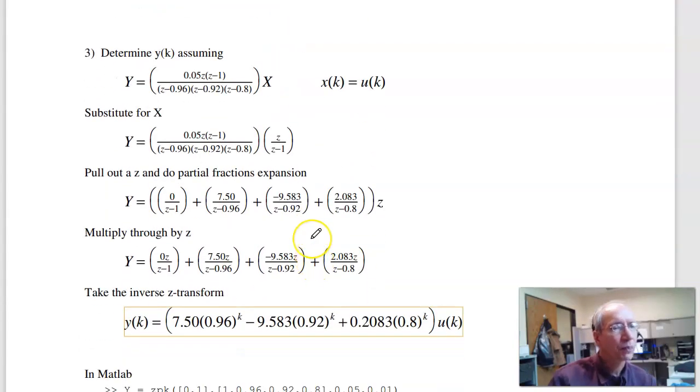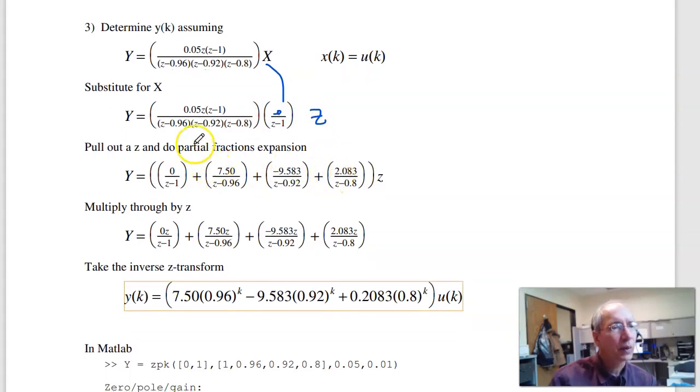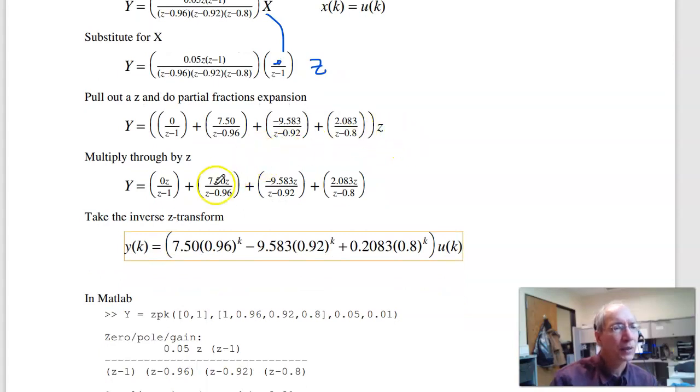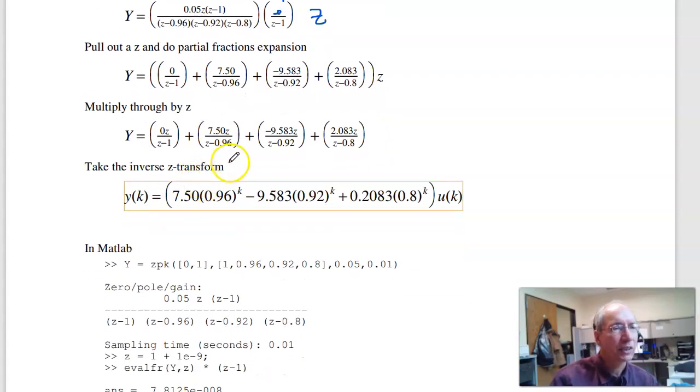Problem 3. If my input is a step input, now find y. In this case, I use the z-transforms. A step is z over z minus 1 times your transfer function. I want to do partial fraction expansion. So I'm going to take one of these z's and pull it outside. I'll use that later. Now, do partial fractions, and you get 4 terms. Multiply through by z. Now take the inverse z-transform.